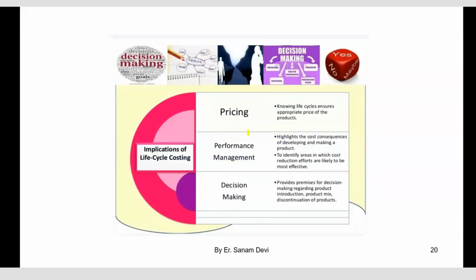Implication of life cycle costing: pricing, performance management, and decision making. A three important है. Pricing. If we know LCC, knowing life cycle ensures the appropriate price of the product. We will know the appropriate price of the product. Performance management क्या है? Here we will know how to perform. Means highlight the cost consequence of developing and making a product, to identify the areas in which cost reduction efforts are likely to be most effective. Decision making stage में provides premises of decision making regarding product introduction, product mix, and discontinuation of product. Means where we can discontinue the product, we can know that. Where we can replace that one.